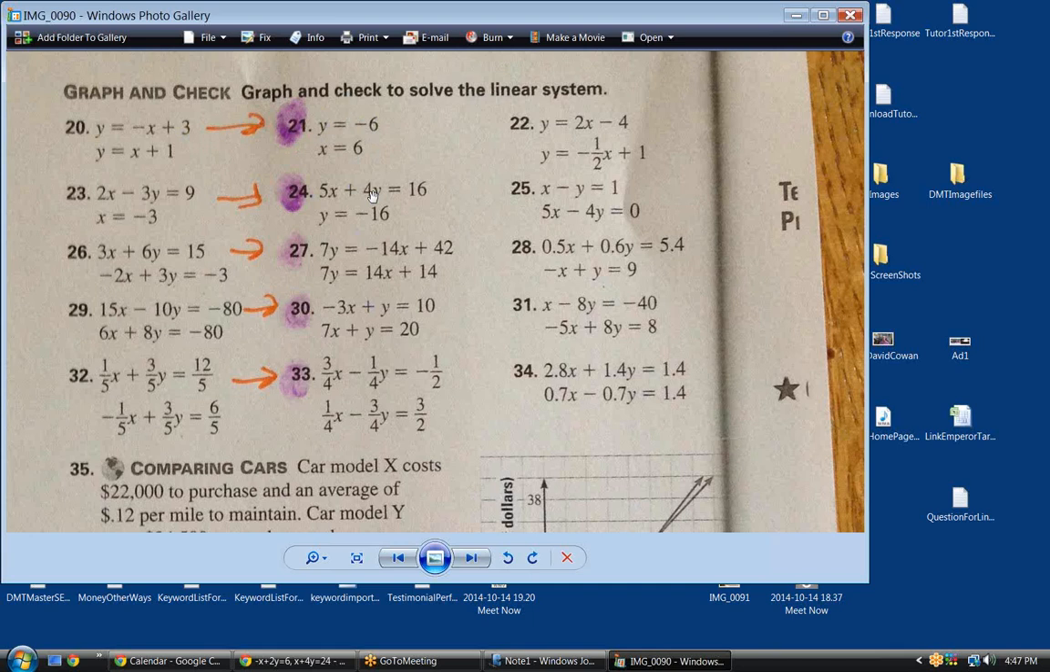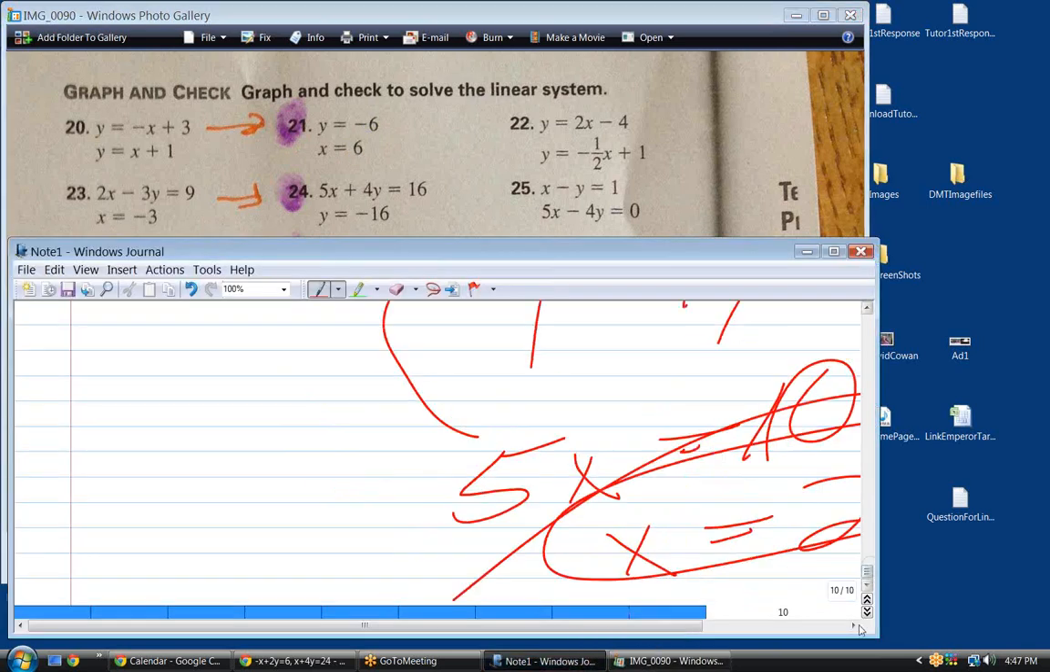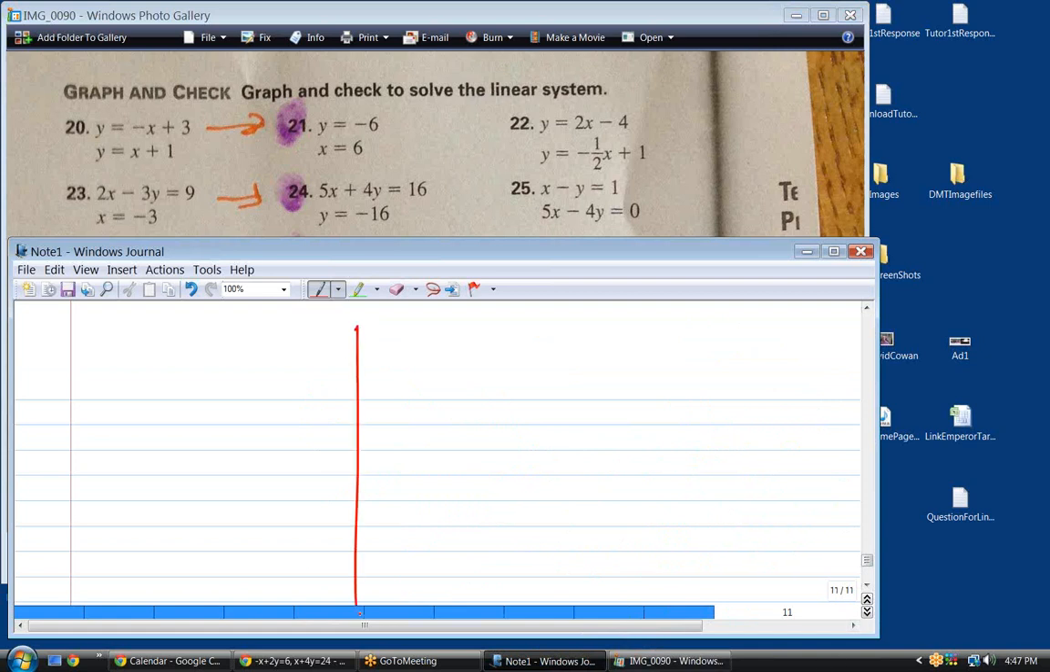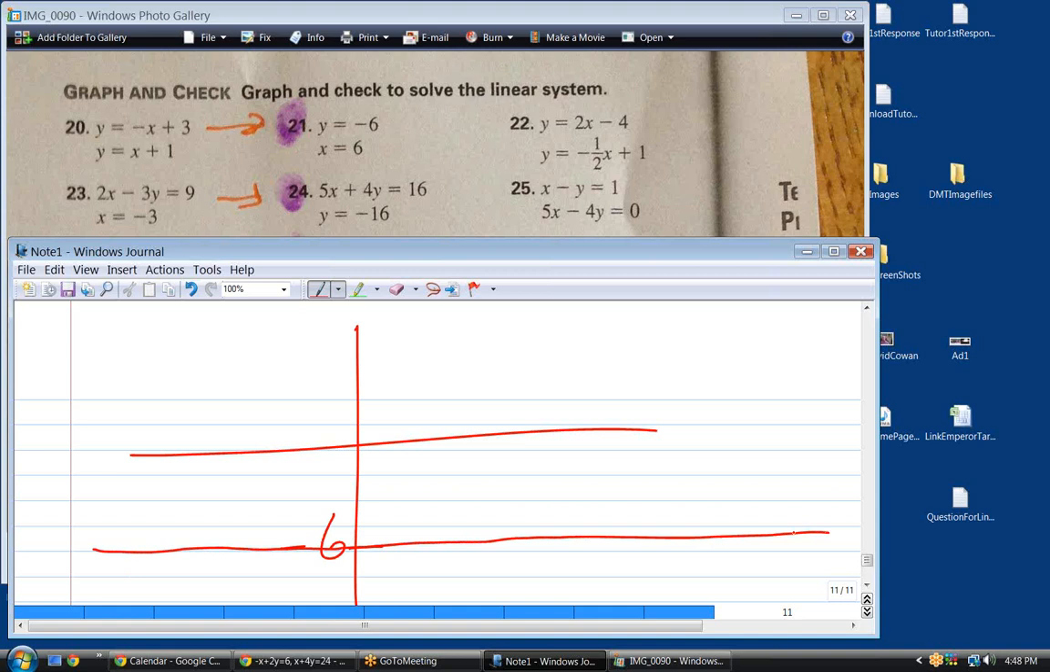In other words, they're giving you two equations and they're saying, check to solve the linear system. Well, the solution is y equals minus 6, x equals 6. Now, let's talk about graphing that since they say to graph it. Y equals negative 6. What kind of line is that? Horizontal or vertical? Horizontal. In other words, y equals negative 6 means that no matter what x is equal to, y is equal to negative 6.